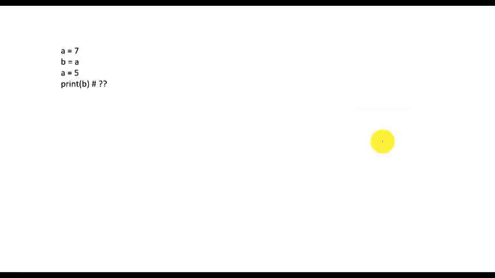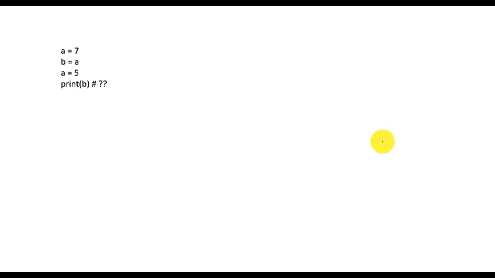Okay. Now we change the program slightly. Let us say a is equal to 7, b is equal to a, and after that we say a is equal to 5, and then we say print b. Now what should be the output of the program? Again, pause the video, think about it and come back with your result. Just don't run it as of now.